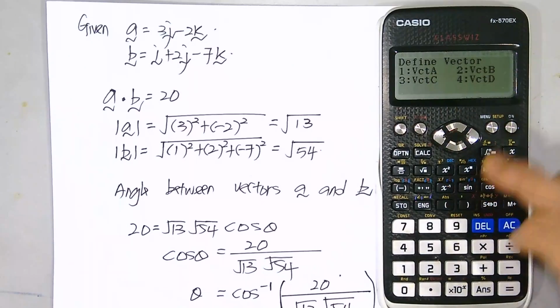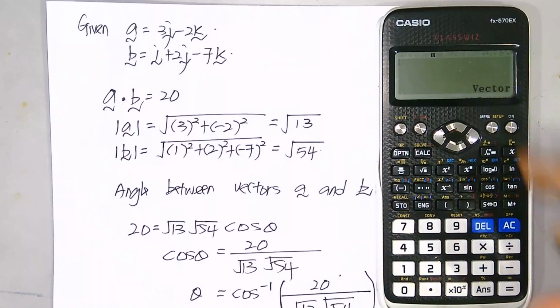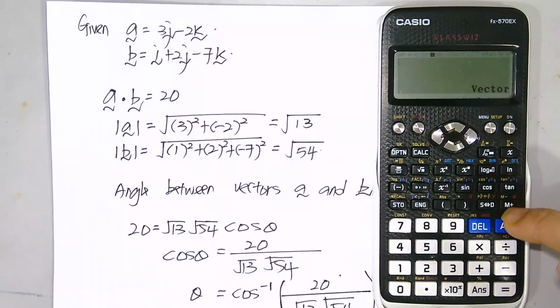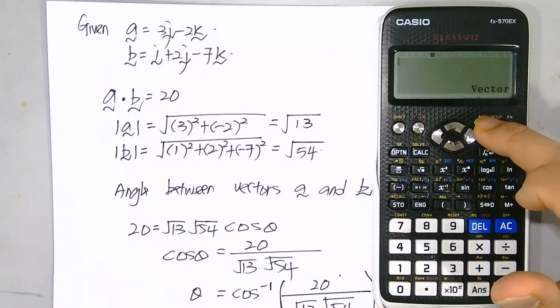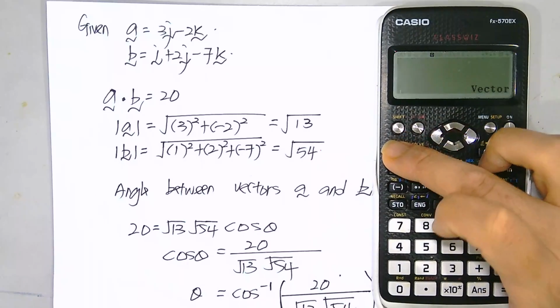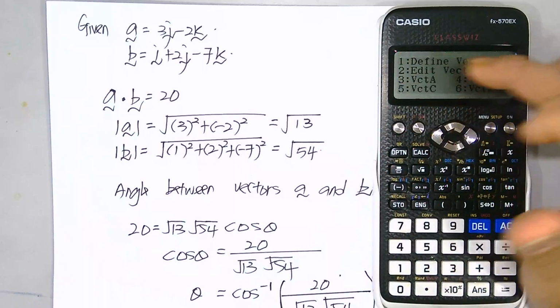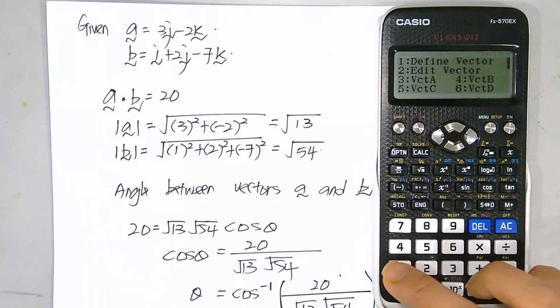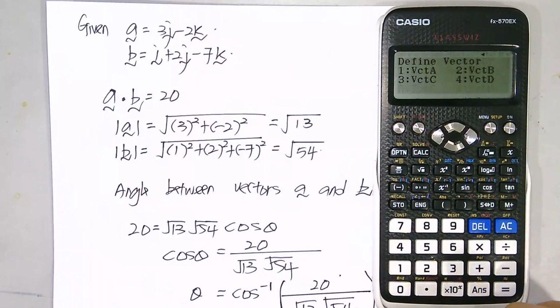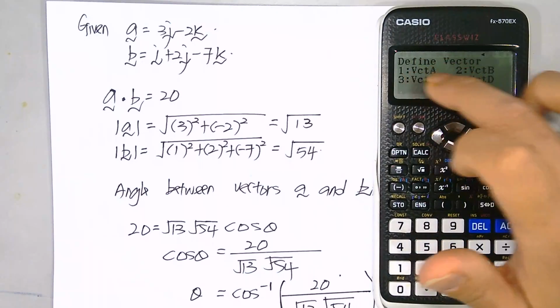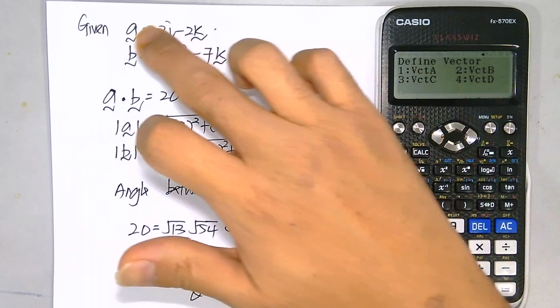So let's say you're already in vector mode. You can press AC. Very simple. Then you press the OPTION button, same as just now. You can define the vector by pressing the button 1. And now I want to key in my first vector.